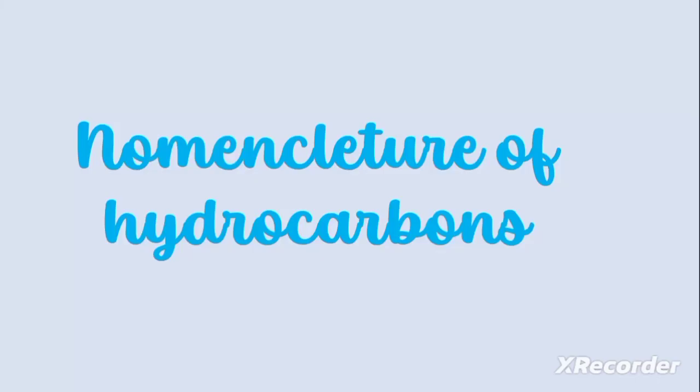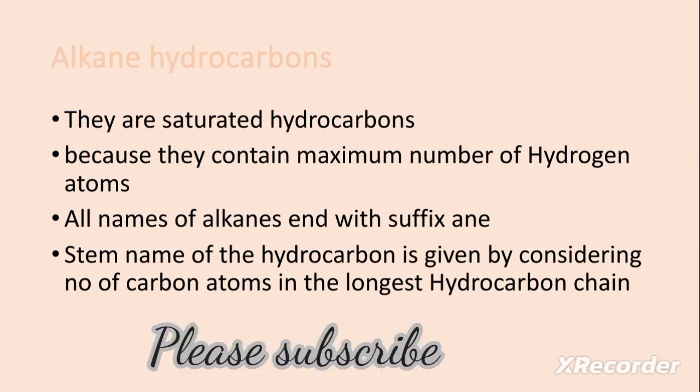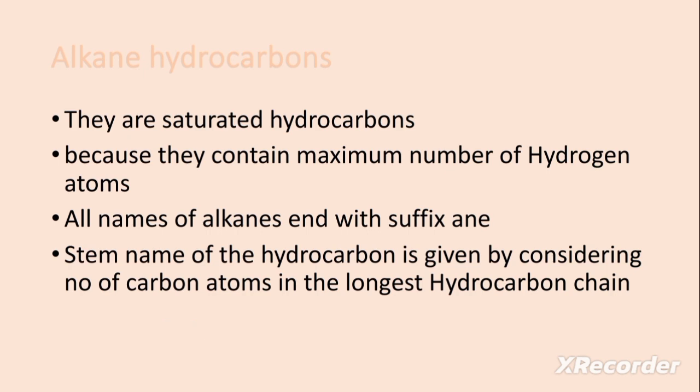Students, today we are going to discuss the nomenclature of hydrocarbons according to the IUPAC nomenclature method. There are three types of hydrocarbons that we discuss here, and we will begin with alkane hydrocarbons. They are saturated hydrocarbons. That means they do not have double bonds or triple bonds. So the maximum number of hydrogens that can be there for a carbon atom is there in the alkane hydrocarbons. So they are saturated with hydrogen.